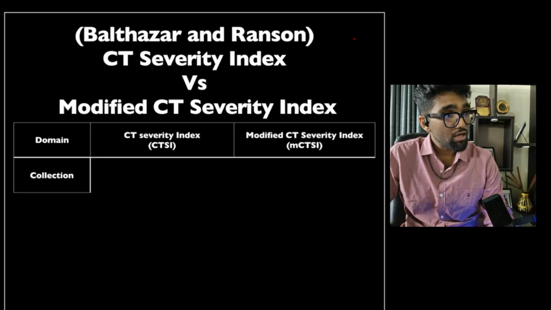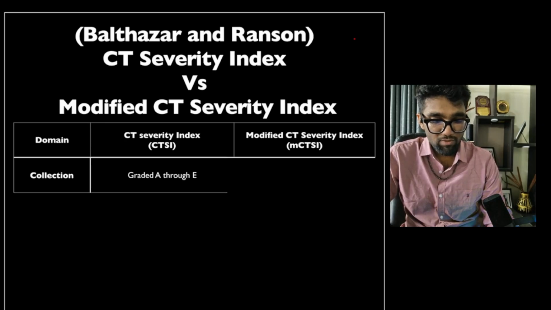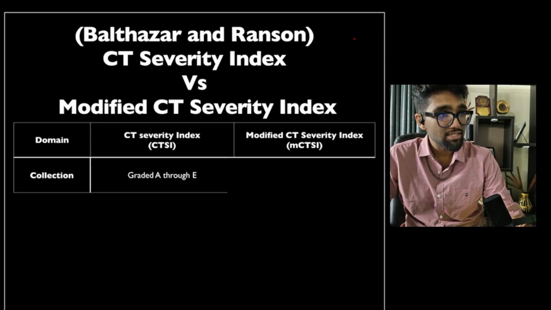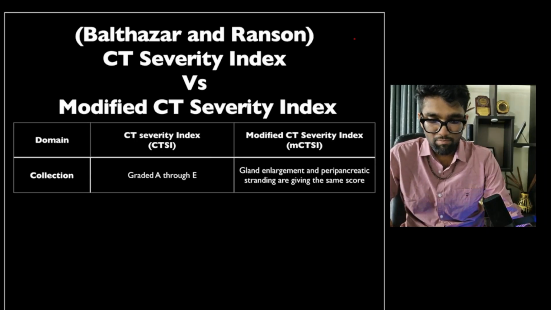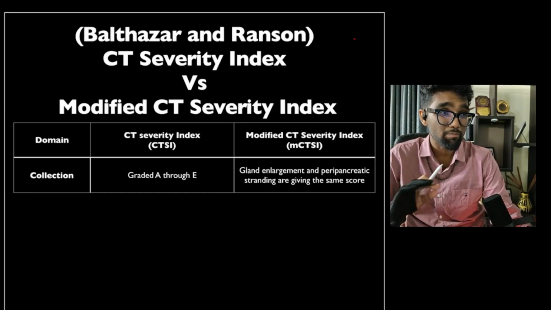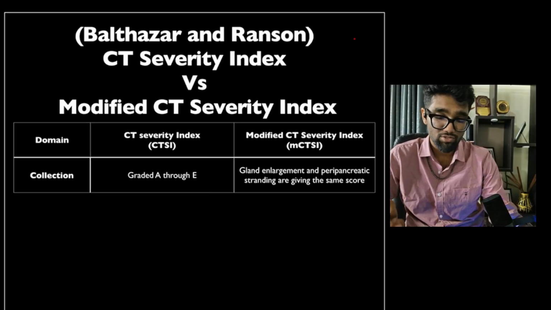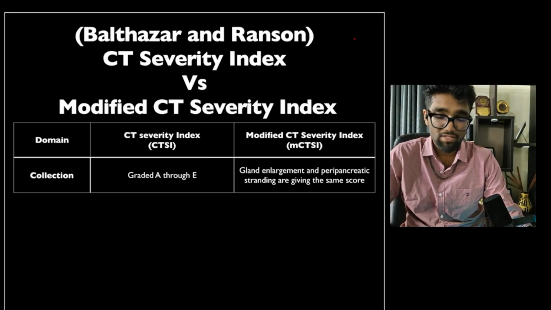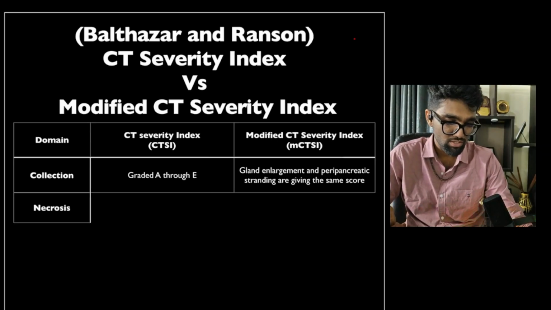In terms of collections, in the original CT severity index they were graded from A to E, whereas the modified CT severity index only talks about gland enlargement and peripancreatic stranding. That is the basic radiological definition of acute pancreatitis, and that is given the same score. We'll talk about the scoring subsequently.